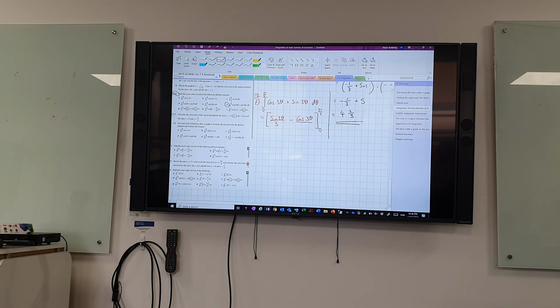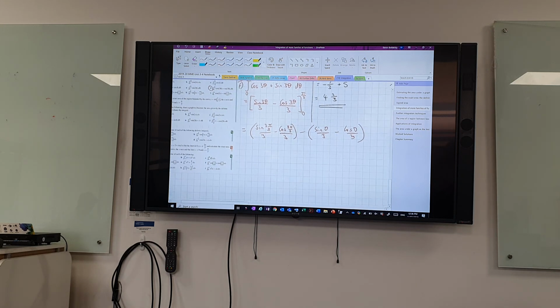Divide by 3. Good. Now, this is why I never dismiss 0. Remember, the group said, why do you write 0 then? Because what's cos of 0? 1. So don't dismiss 0. It's a really dangerous thing to do. So let's put all this in. So we put in sine of 3 times pi over 3, over 3, minus cos of 3 times pi over 3, over 3, minus sine 0 over 3 minus cos 0. Happy with that?